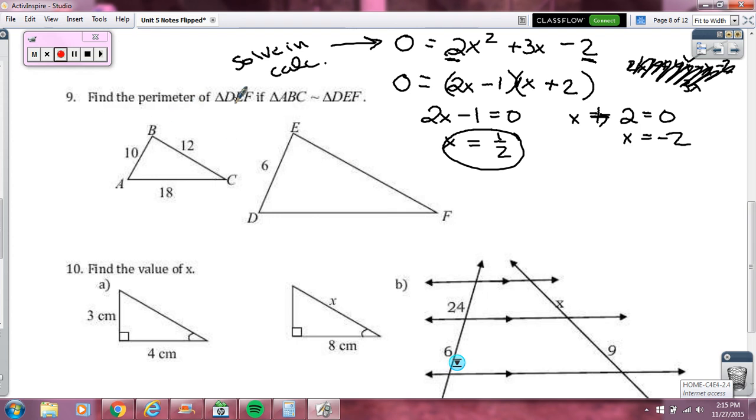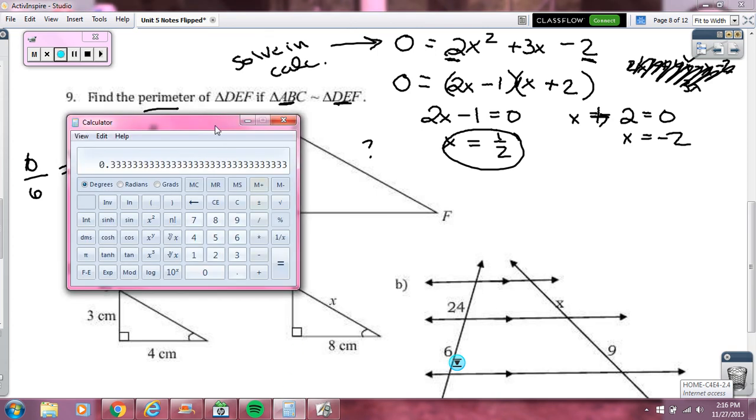Alright, find the perimeter of DEF if ABC and DEF are similar to each other. Whoa, okay, so before I can find the perimeter or the distance around this thing, I've got to find my missing sides. Let's see. Just to be sure, ED, or DE right here, matches up with AB. So my scale factor would come from doing 10 over 6. If I want to find EF first, 10 over 6 should be the same as 12 over my little guy over there that's missing. Calculator!